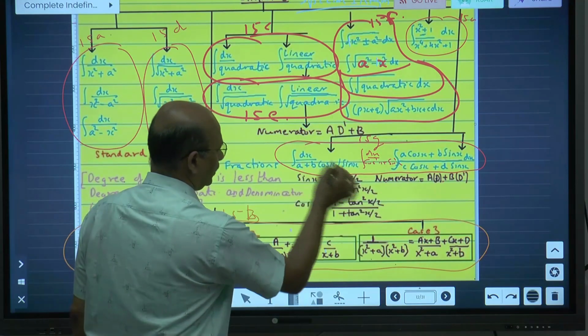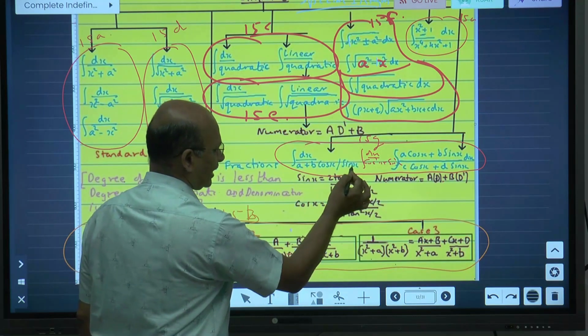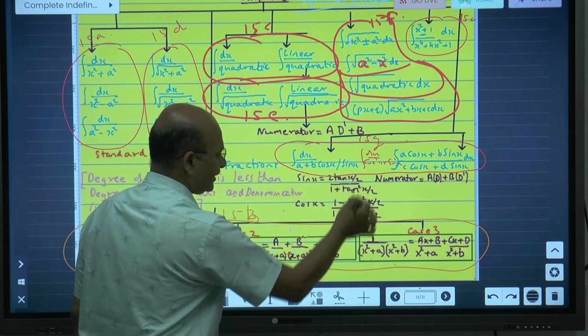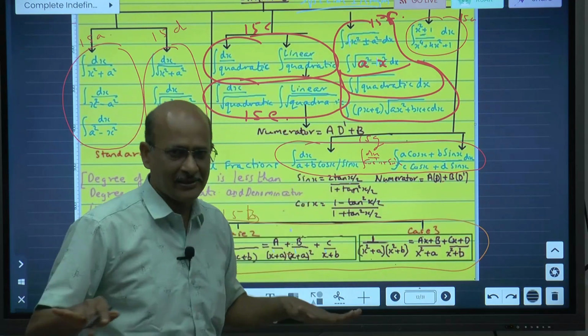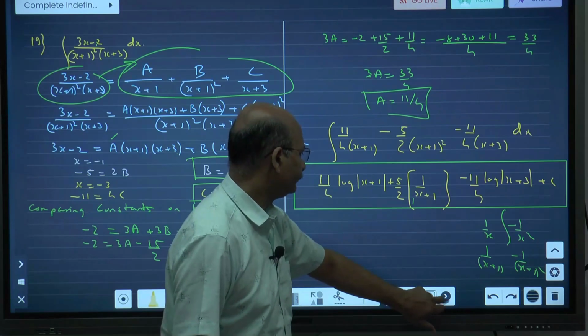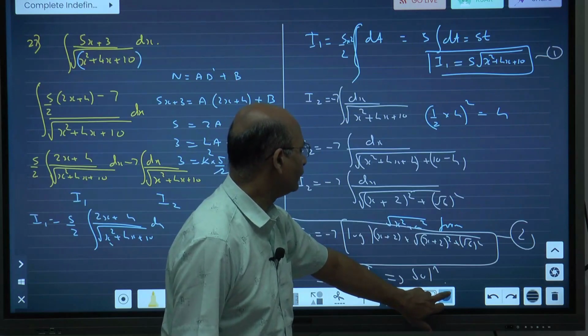We can have a first pattern this. Whenever it is dx upon a plus b cos x, sin x, or a combination of sin x cos x form, we apply this formula and then working is very easy, very easy. So let us see this sum clearly now. Okay. Last exercise 15G.